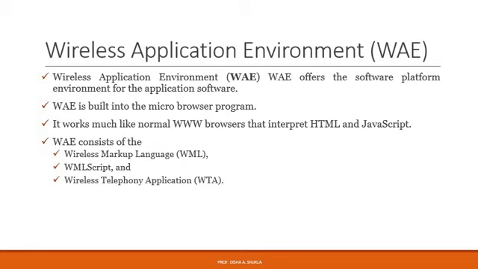WAE consists of wireless markup language, WML, WML script and wireless telephony application. So the WAE offers the software platform for the environment. The wireless markup language is WAP's markup language derived from HTML, especially for the wireless network characteristics. It is much like the HTML in the World Wide Web. Since it is a document type definition, that is the DTD of XML, it is tag based. It is standard generalized markup language like HTML.